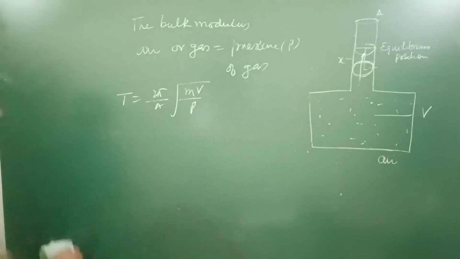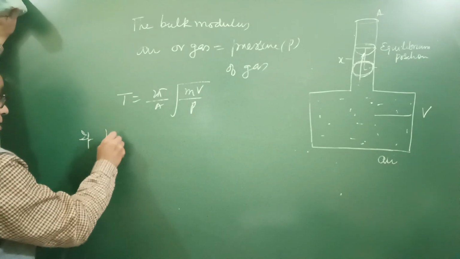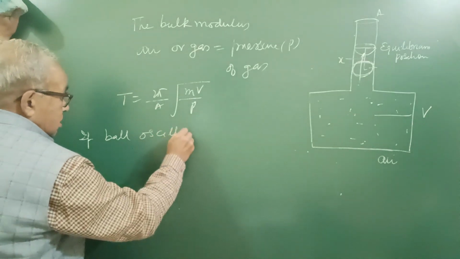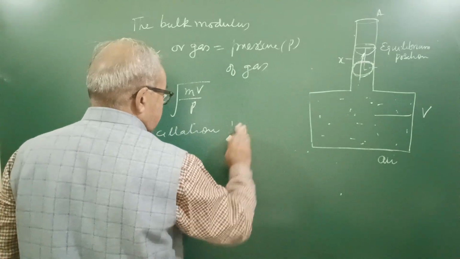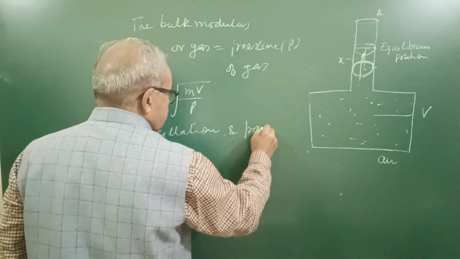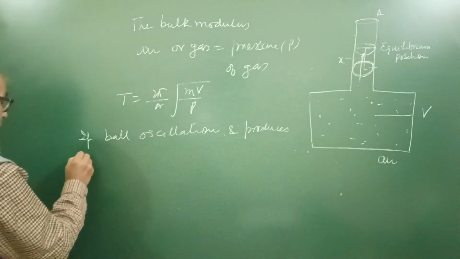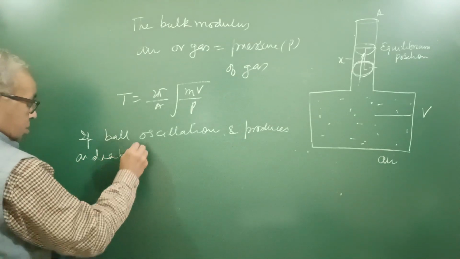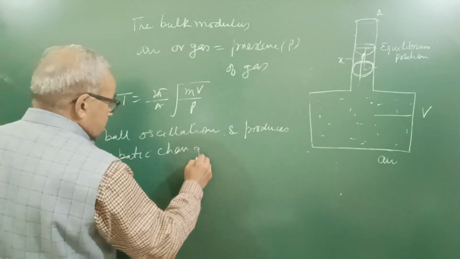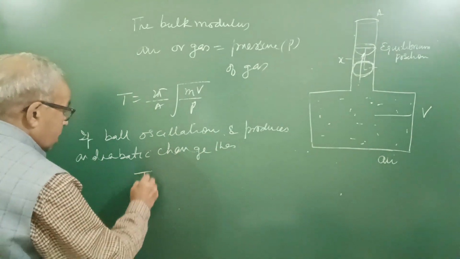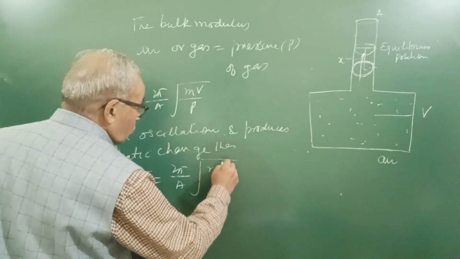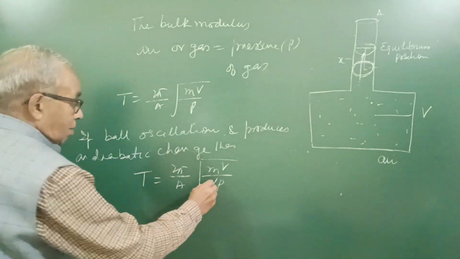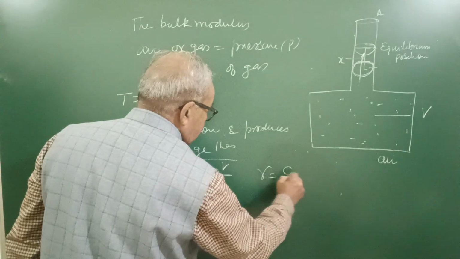Now if the ball oscillates adiabatically, if the ball oscillates and produces adiabatic change, then the time period T is 2 pi upon A into root of m V upon gamma P. Gamma is equal to Cp upon Cv.